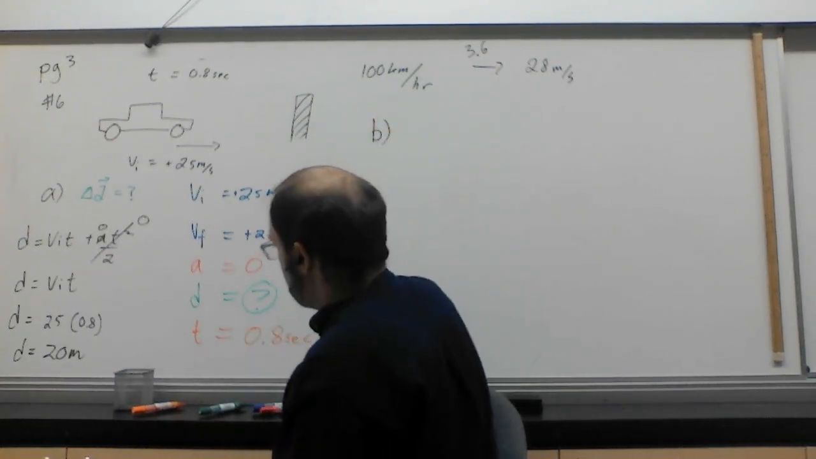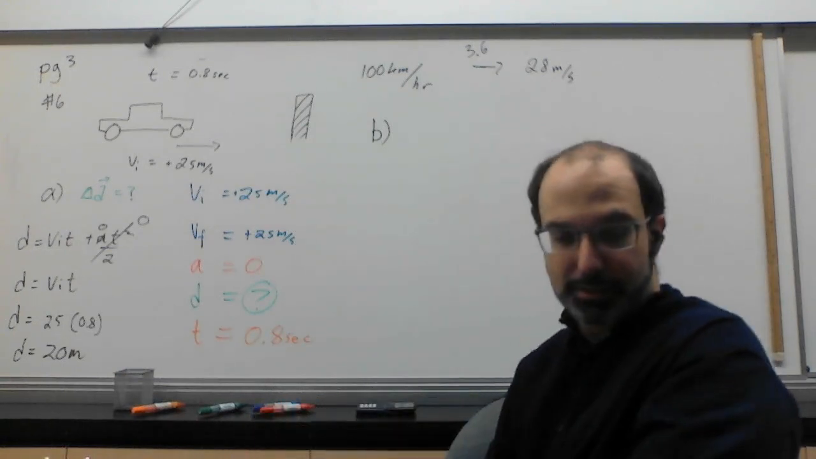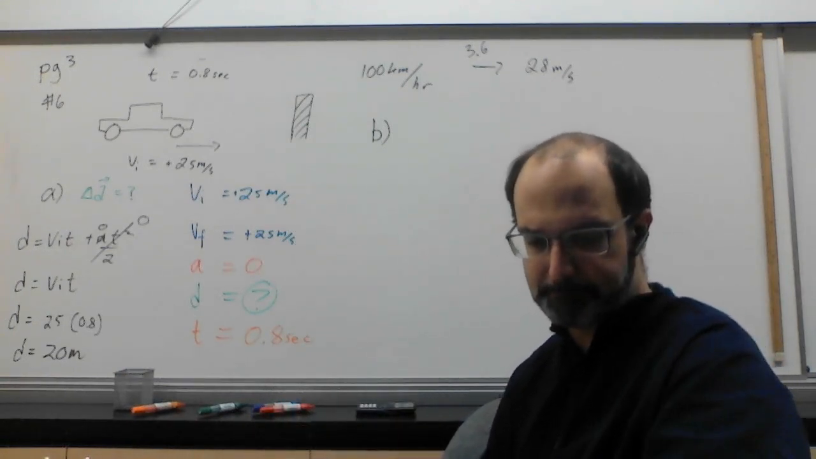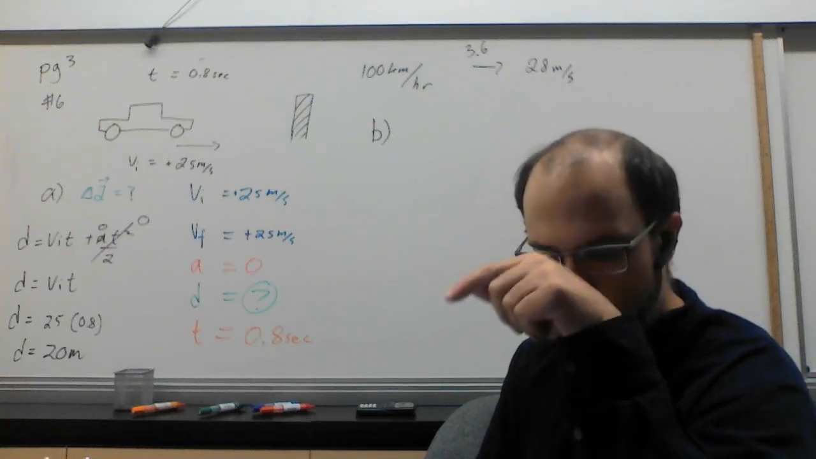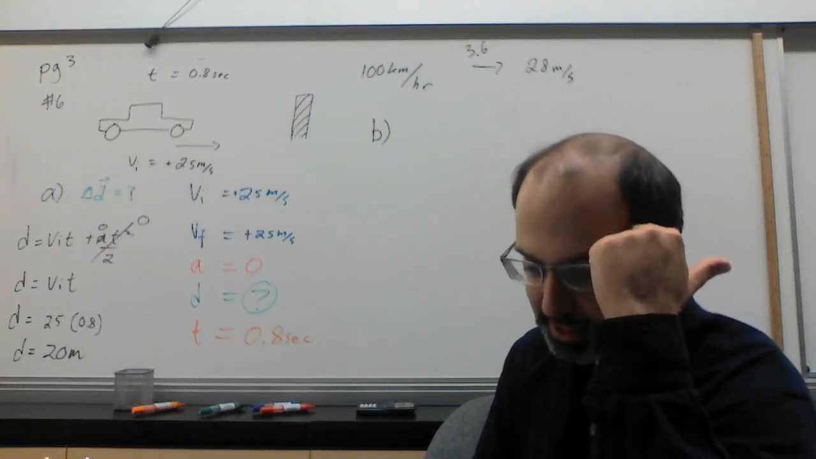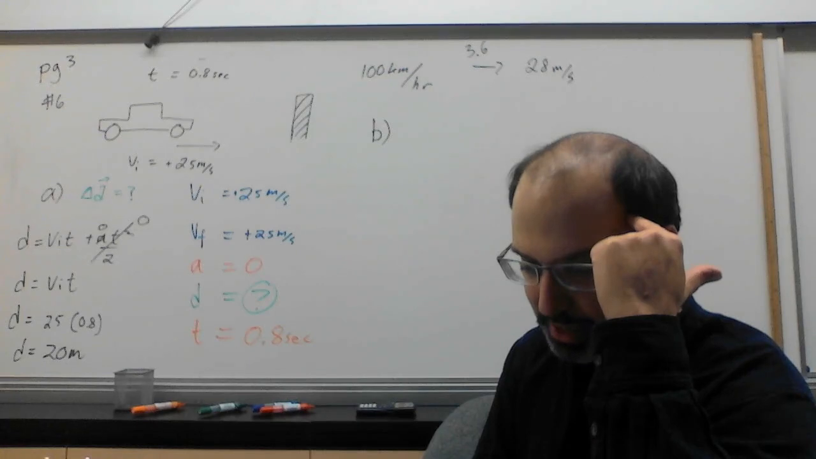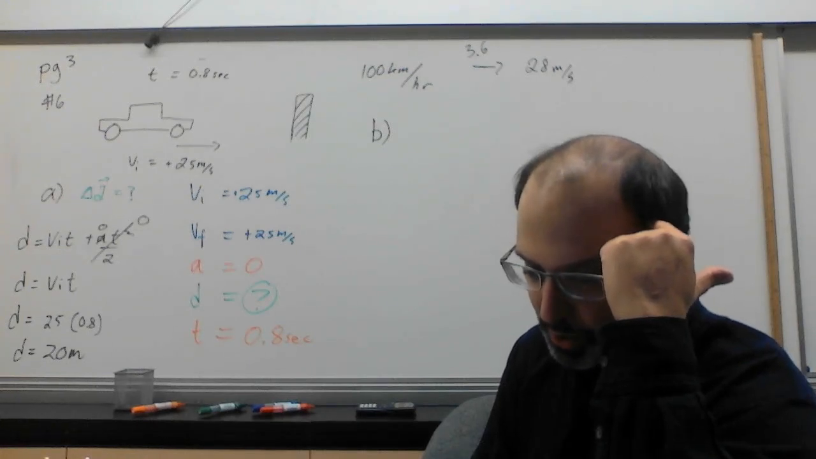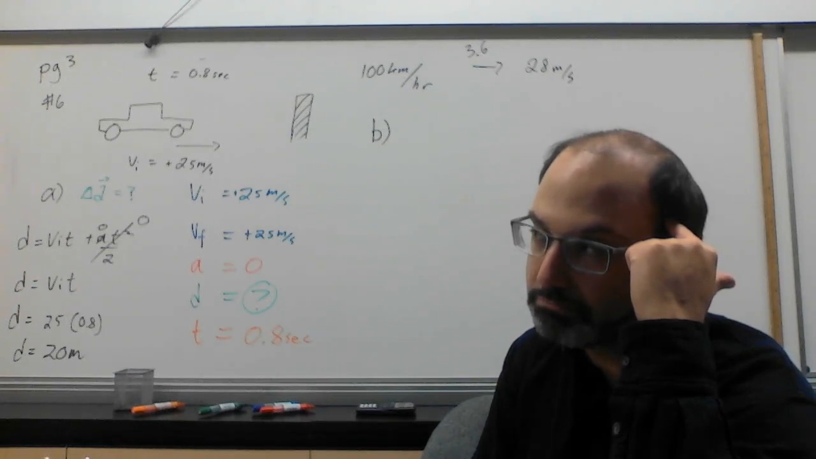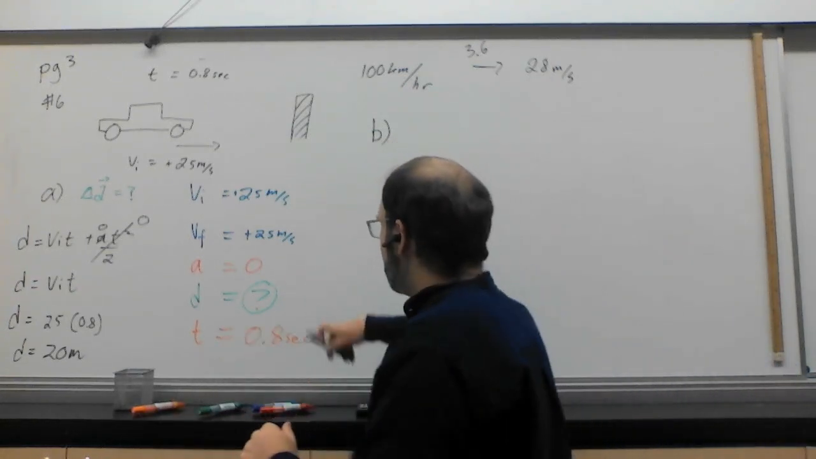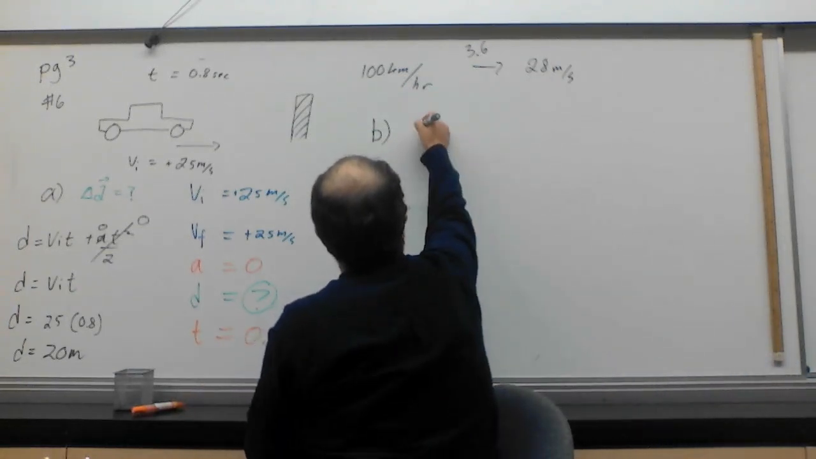All right, let's take a look at B. We've gotten our answer for A, but what's B asking for? Here's where things get tricky. If, when the brake is applied, the car decelerates at a uniform rate of 6.3 meters per second squared, what is the total displacement of the car? Okay. So we're looking for displacement again.